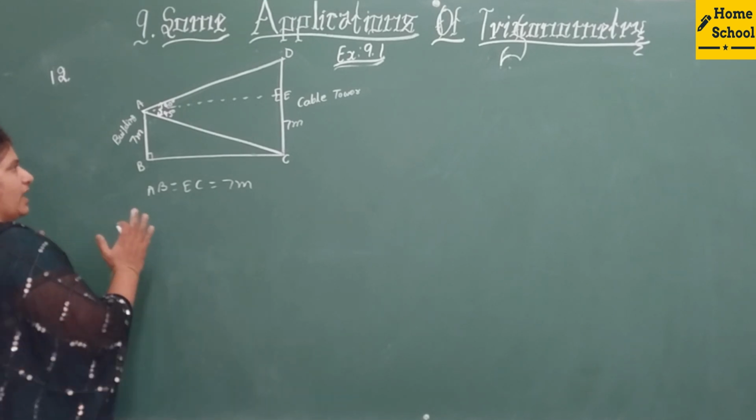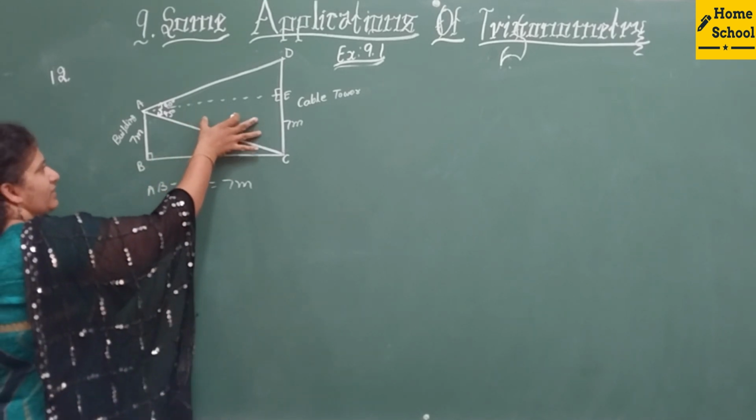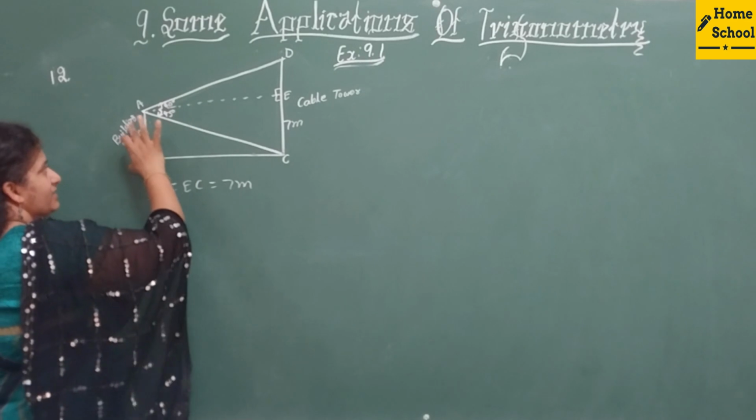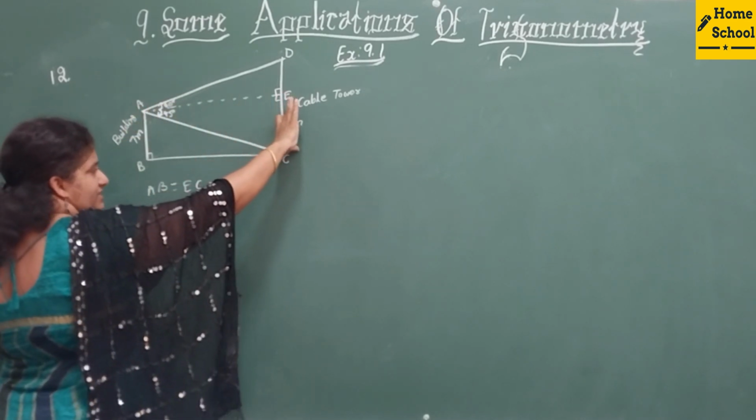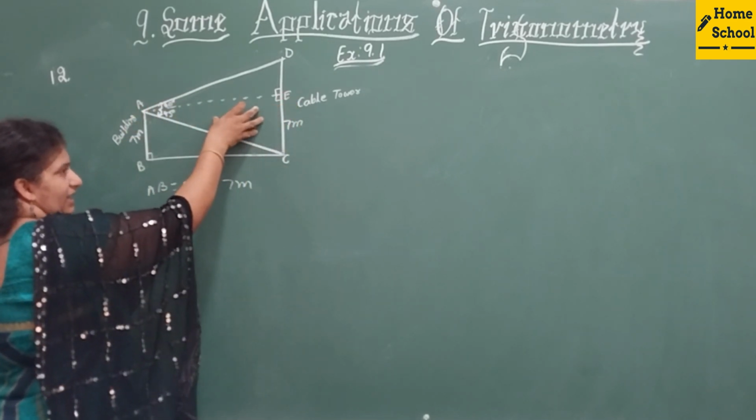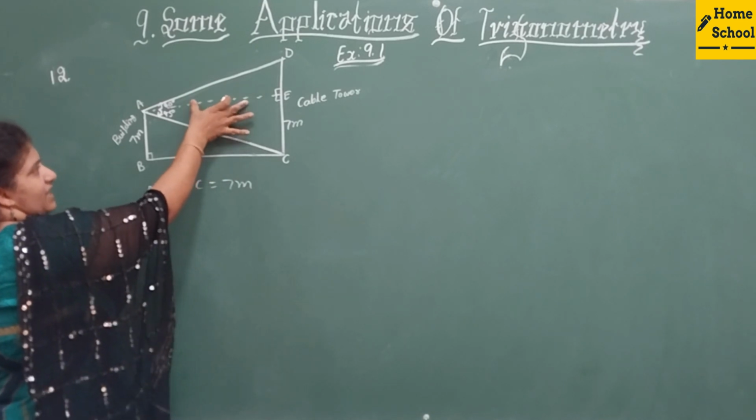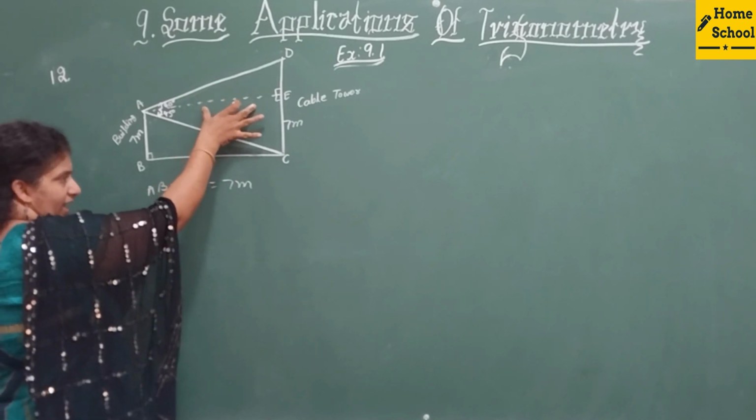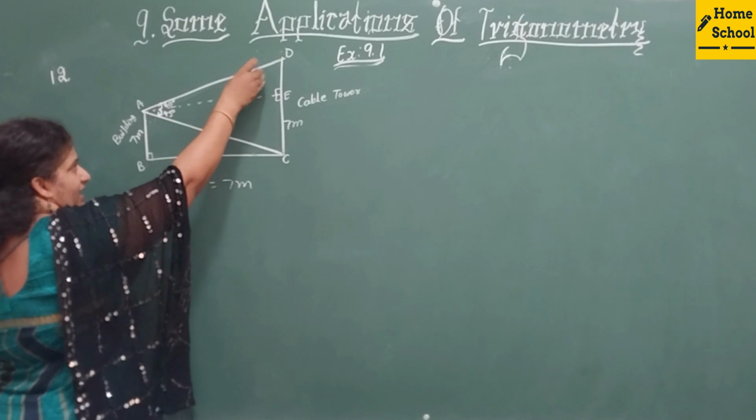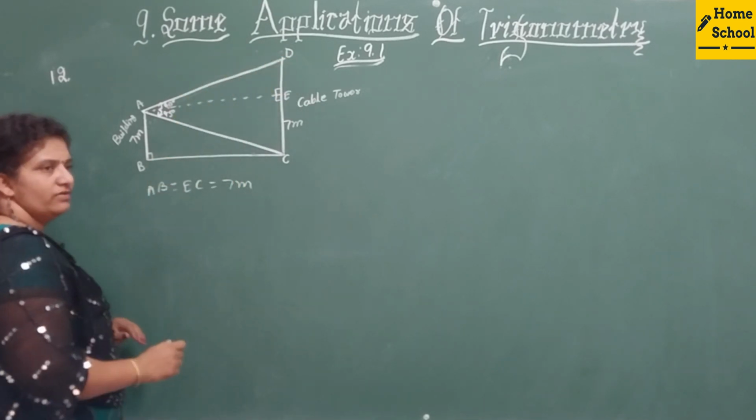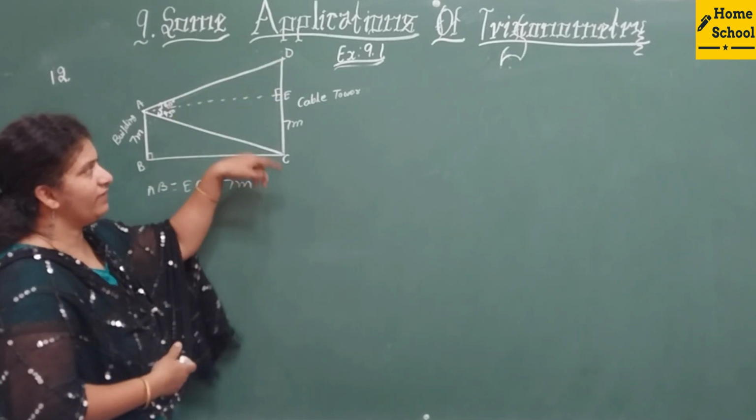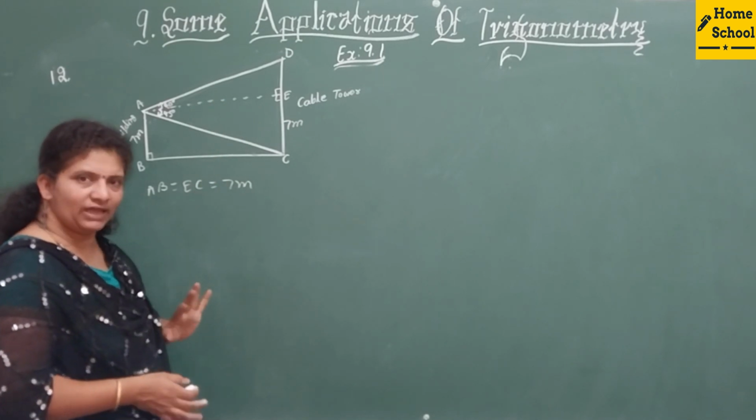So first, what I am going to do, let me consider this right triangle. Why? 7 meter, this is equal to this 7 meter, right? This right triangle I will take and I will find the side AE. After getting AE, I will take this right triangle and find DE. Finally, what I need? I need to find the height of the cable tower.